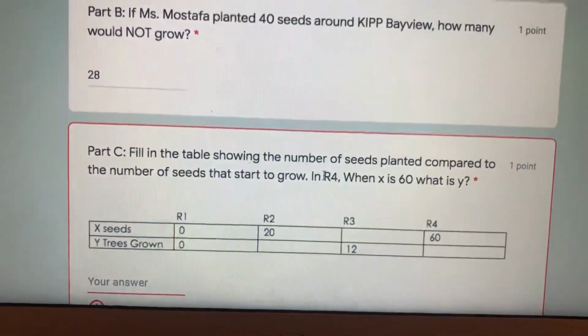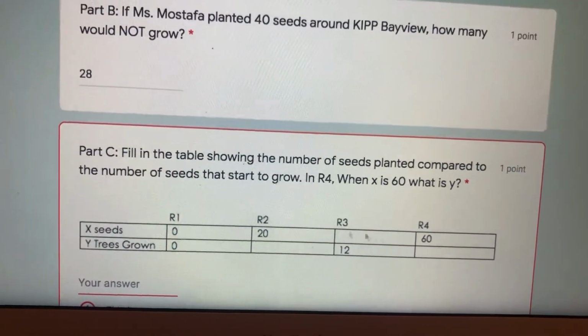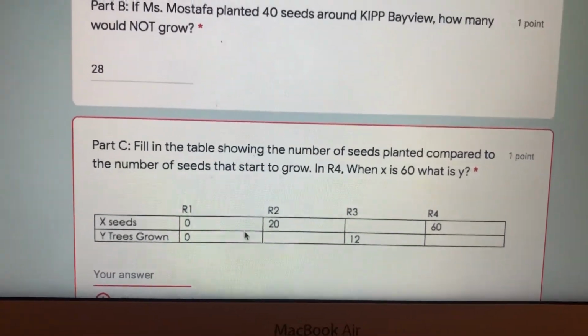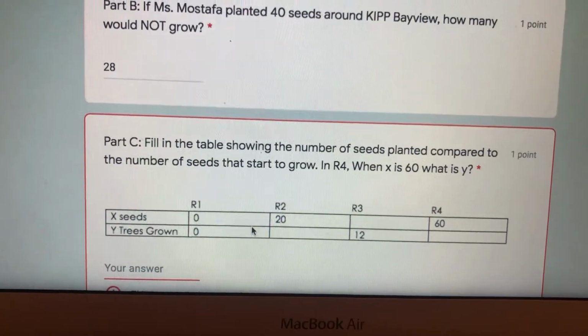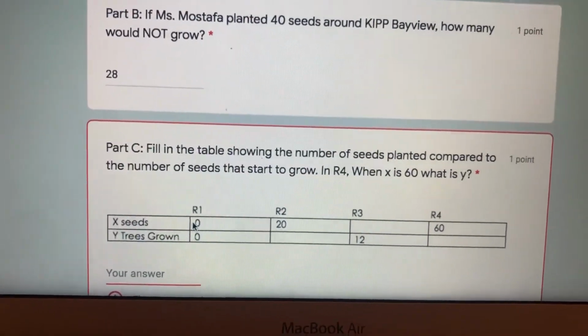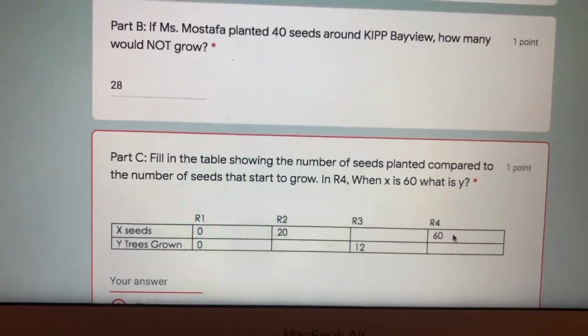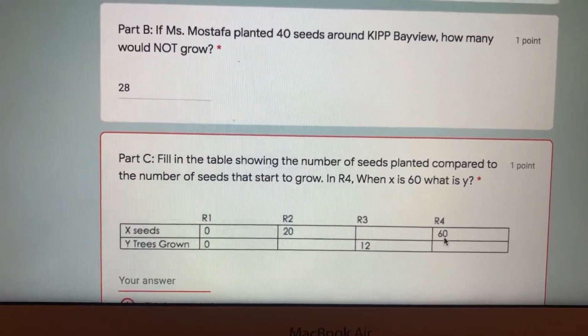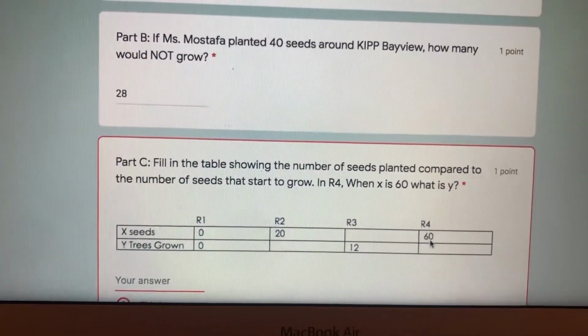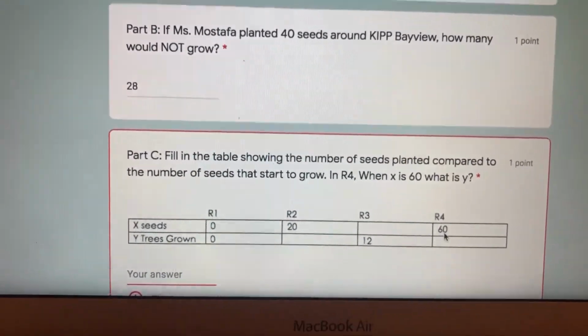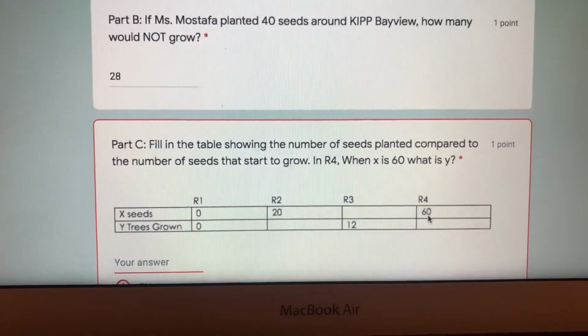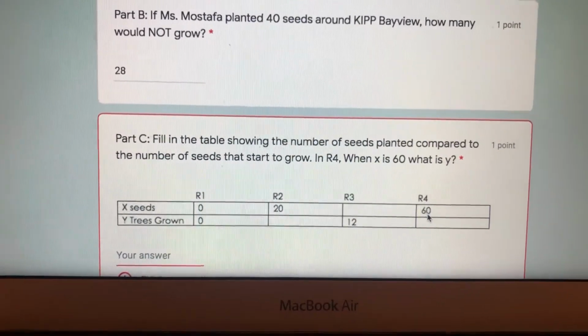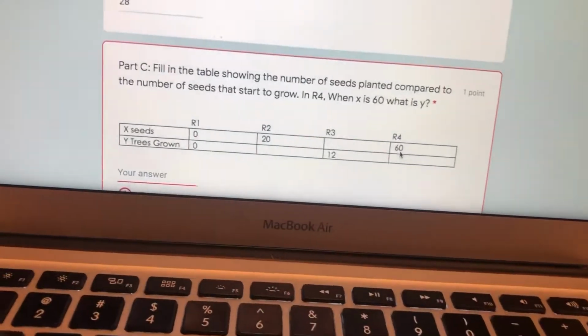So the first thing is we can't fill in this table because this is on the computer. With Google Forms, we're going to do it step by step, so we're just going to fill in ratio 4. Now, even though this is a table, we're still going to do the same thing we've been doing, which is using the unit rate to figure out my missing value.